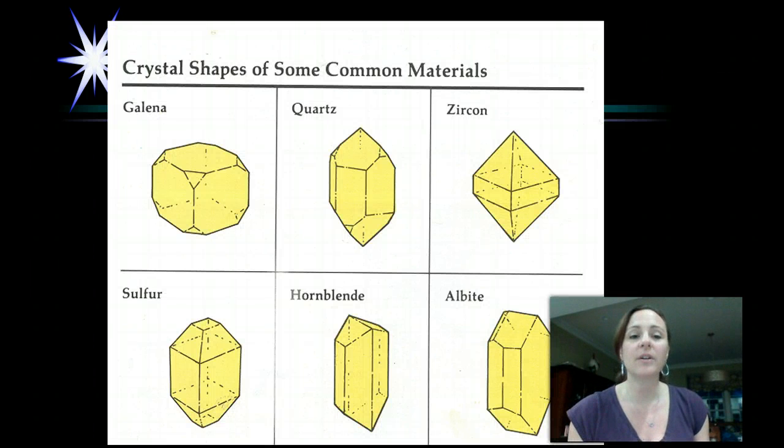Here are some other common geometric shapes of common crystals. Galena, as we said, was cubical. Quartz, zircon has that pyramid shape. Sulfur, hornblende, and albite. Again, might be under my face. Sorry about that.